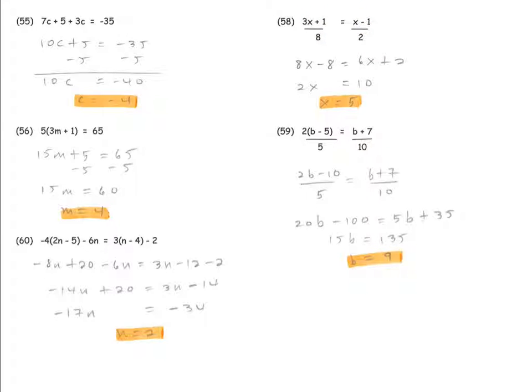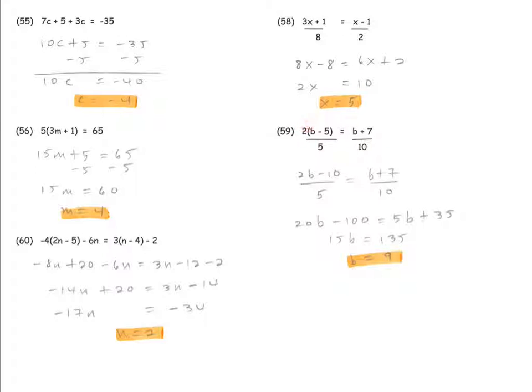Don't forget, be careful. If you multiply 3x by 2, you also have to multiply 1 by 2. The same way it was 8x minus 8. Don't forget that. It's both together. Then I minus the 6x and got 2x. I plus 8 and got 10, which gave me x equals 5.